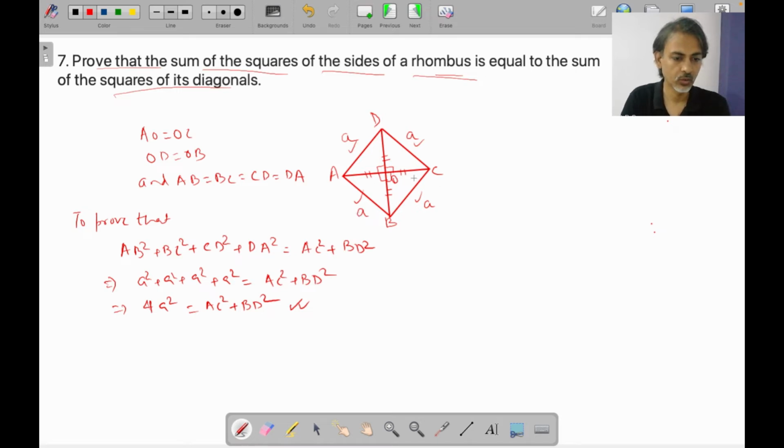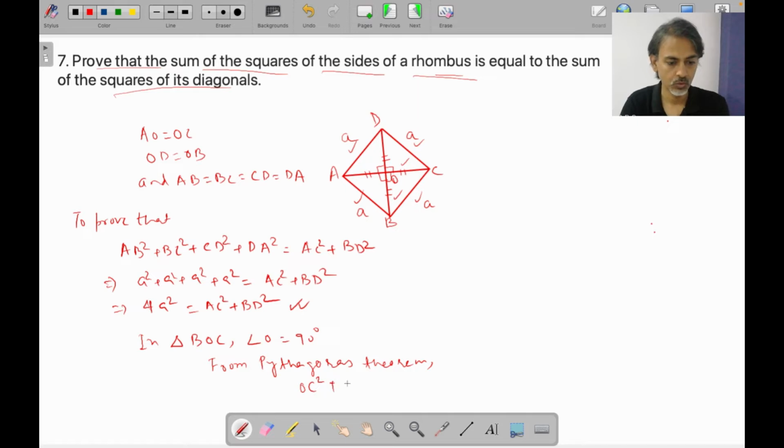So now we can go to this triangle. In triangle BOC, angle O is 90 degrees. So we can use Pythagoras theorem. From Pythagoras theorem, what we can write over here is OC square plus OB square equals BC square. So we got OC square plus OB square equals BC square.